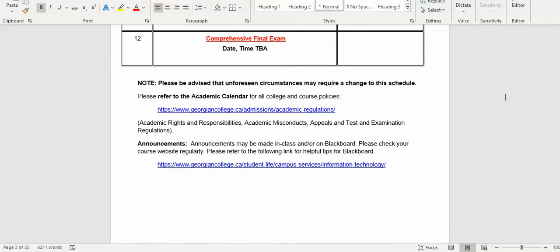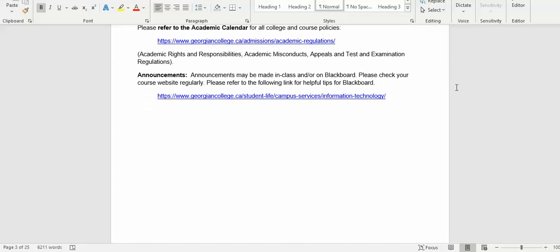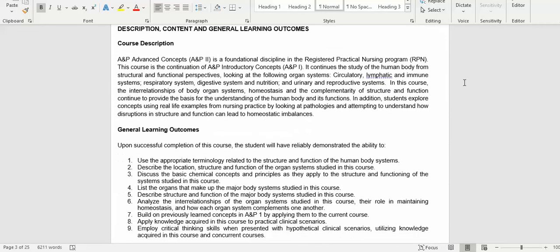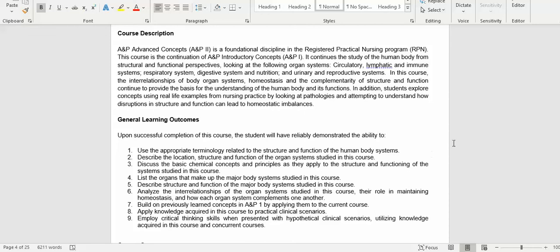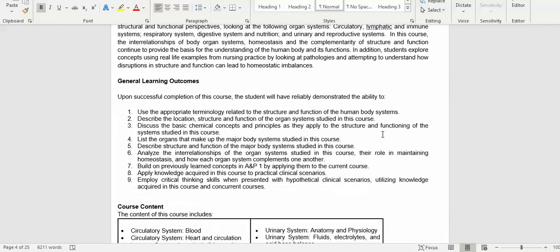Now, there might be unforeseen circumstances, which in this era of COVID, we are all kind of winging it. But tentatively, this is our schedule. So this is basically a reiteration of everything that's in the course outline. These are some of the learning outcomes: to use appropriate terminology, describe the anatomy of it, some physiology, basic chemical concepts and principles, more anatomy, structure and function, interrelationships, homeostasis, etc.